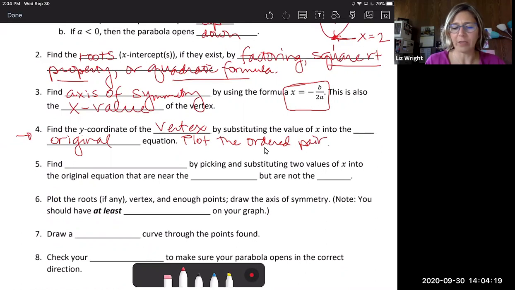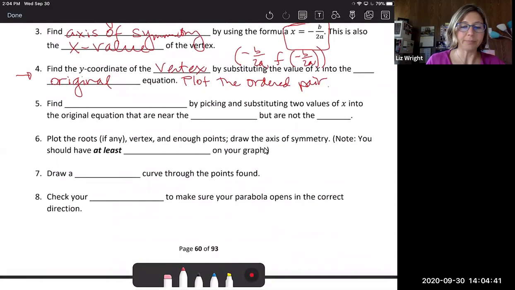If you've ever looked at function notation, it would look something like this. If we said negative b over 2a, and then we would say f of negative b over 2a. If that doesn't make sense to you, don't worry about that right now. But those of you that have looked at function notation before, that's what we're doing in that process. All right.